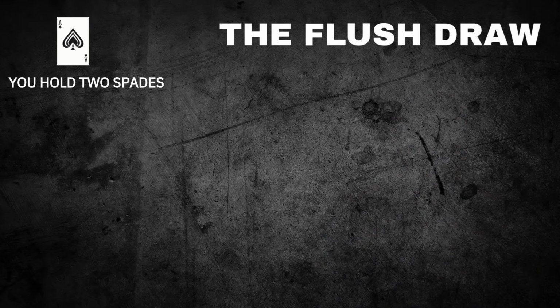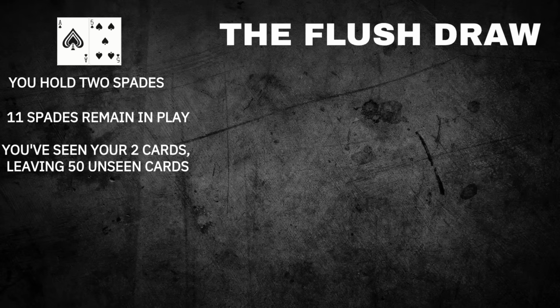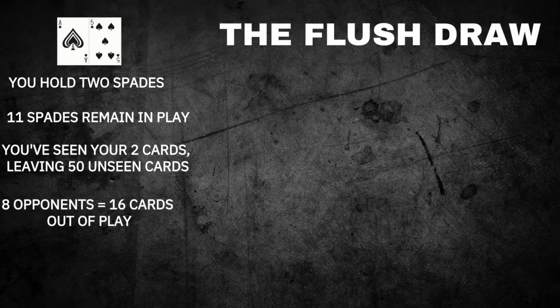You hold the ace of spades and the 5 of spades. That means 11 spades remain somewhere in the deck or in someone's hand. There are 50 unknown cards out of a 52-card deck. You've seen your 2 cards, and that's it. In a full 9-handed game, there are 8 opponents. Each has dealt 2 cards. That's 16 unknown cards now out of play.